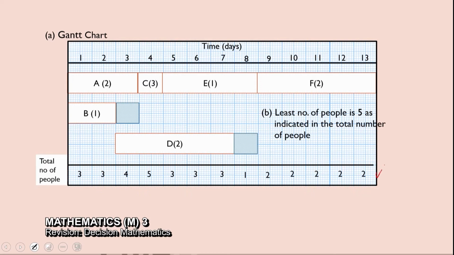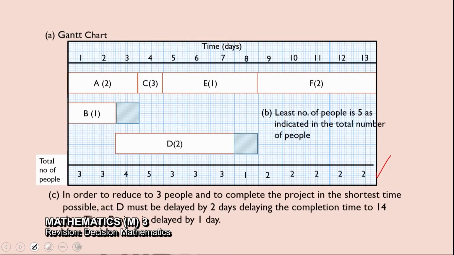So this step here is very important, okay, to justify your answer. So what must you do in order to get the least number of people? 3. So you have there 4, 5, you have to change to 3. So you delay D by 2 days. But we have a total float of 1. So when you delay D, you can apply 1 float, meaning that you delay by 1 day. So conclude. Okay, project is delayed by 1 day.